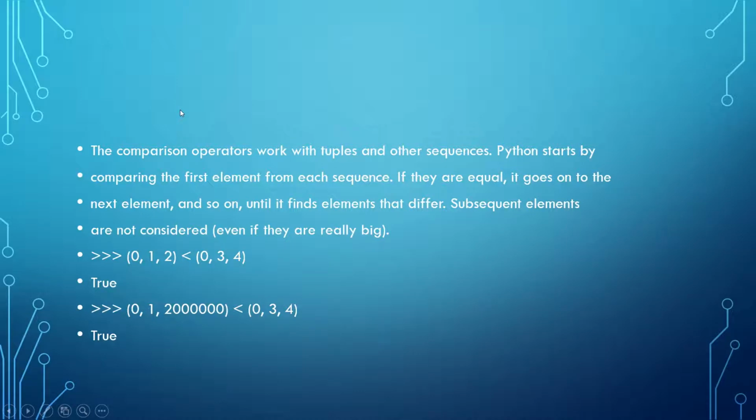The comparison operators work with tuples and other sequences. Python starts by comparing the first element from each sequence. If they are equal, it goes on to the next element and so on, until it finds elements that differ. Subsequent elements are not considered, even if they are really big. (0, 1, 2) is less than (0, 3, 4). That's true. (0, 1, 2000000) is less than (0, 3, 4). That's true because it first compares these two, then these two, and it sees that this is bigger, so it doesn't care about the last element.